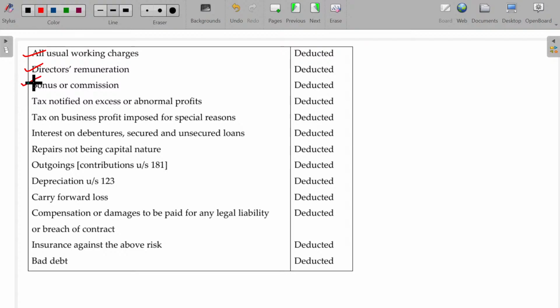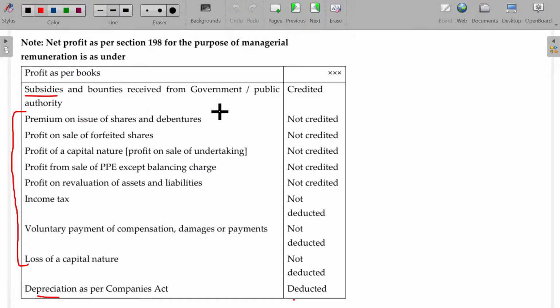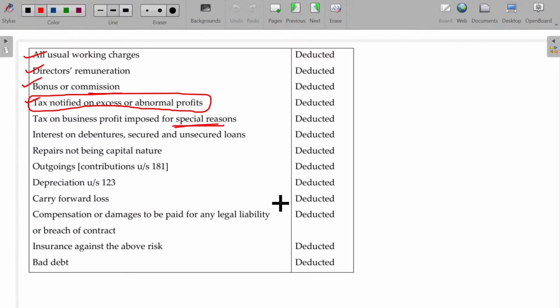Bonus or commission payable to the employees is deductible. Tax notified on excess or abnormal profits. This is very, very important. Tax notified on excess or abnormal profits is deducted. Tax on business profits imposed for special reasons can be deductible. Now, regular income tax is not deductible. So we have been given 3 taxes here.